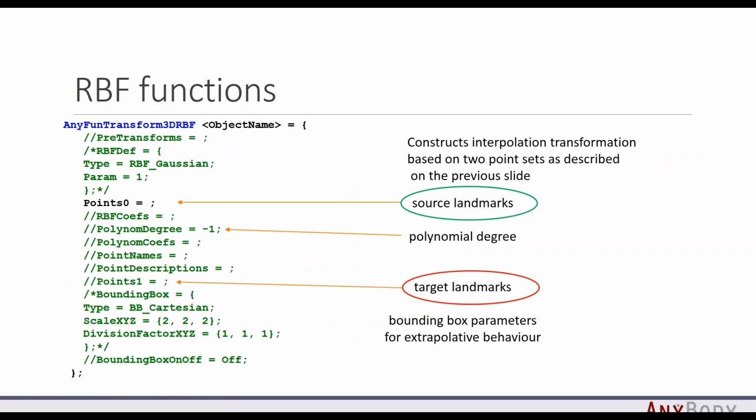We have 2 variations of this transformation. One is called anyFun transform 3D RBF. It's just an RBF function where we provide 2 sets of landmarks, as I said. So we provide the source landmarks and the target landmarks. And here we specify the degree of the polynomial in this transformation that I mentioned. All other parameters look very scary, but mostly there are some different parameters that you can set, but you don't have to use all of them.